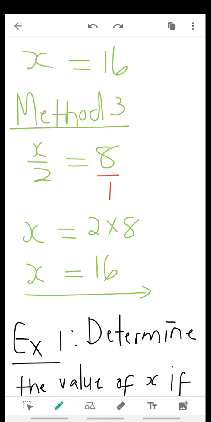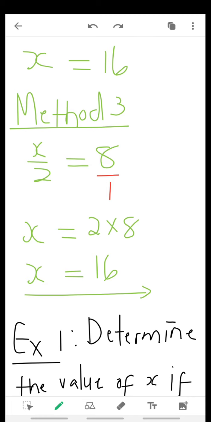Okay, so immediately I say over 1, that gives me an opportunity to cross multiply. Remember, cross means like this. So I'm going to multiply x and 1, which is x. And I'm going to multiply 2 times 8, which gives me 16. You see that? So as a result, I am done. So either method number 2 or method number 3, where we say determine the value of x, and we don't tell you by inspection, you must use these methods, any of the 2 methods.